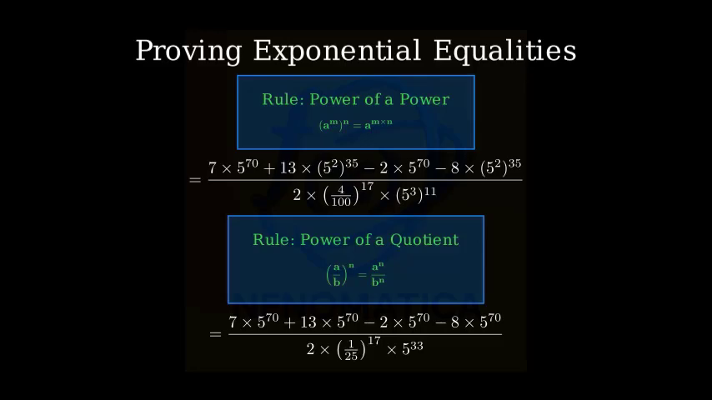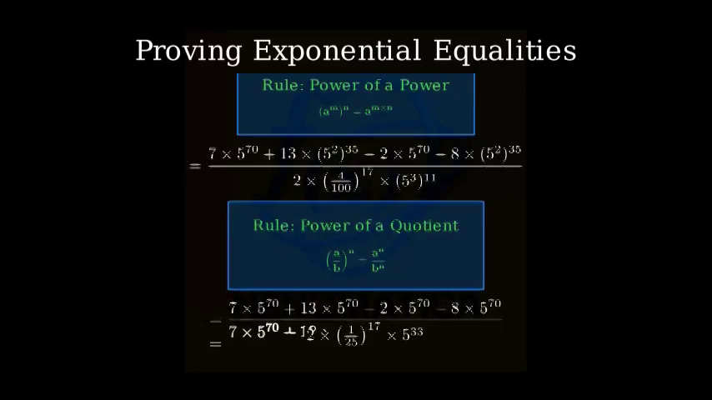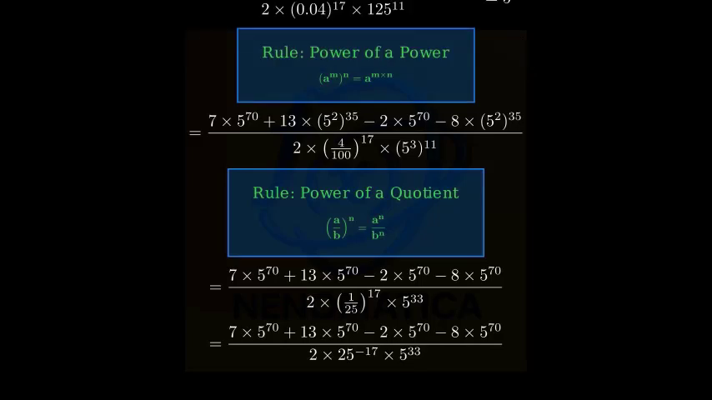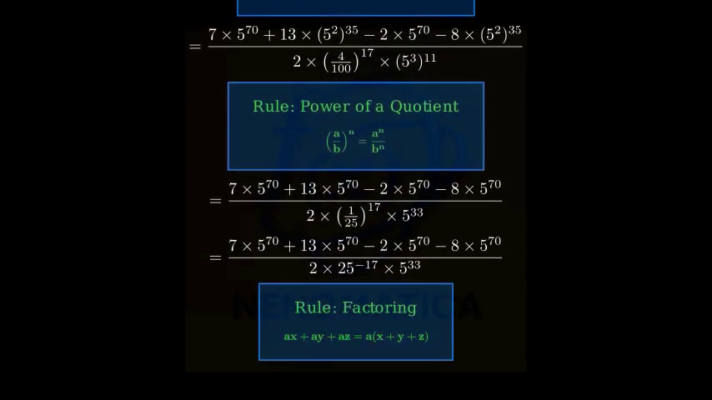Now, let's apply the power of a power rule. 5 squared to the power of 35 becomes 5 to the power of 2 times 35, which is 5 to the power of 70. So let's simplify the numerator. We have 7 times 5 to the power of 70, plus 13 times 5 to the power of 70, minus 2 times 5 to the power of 70, minus 8 times 5 to the power of 70.